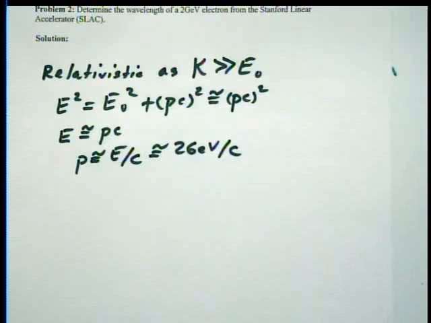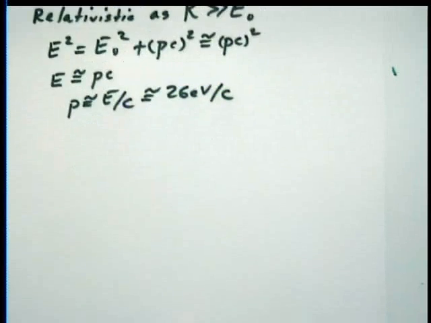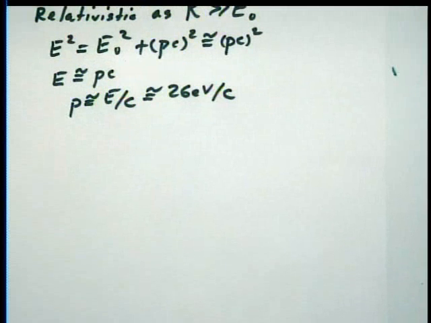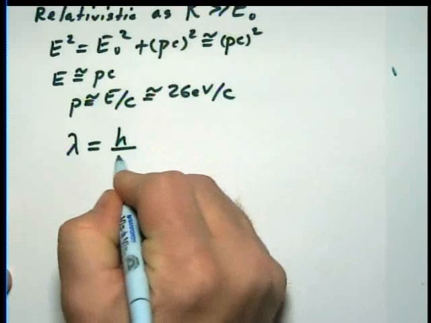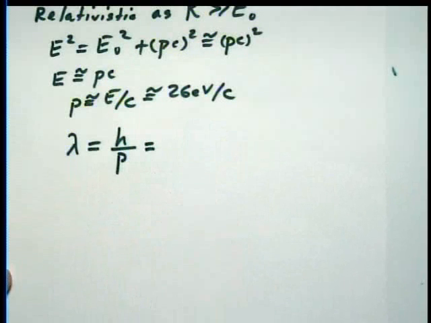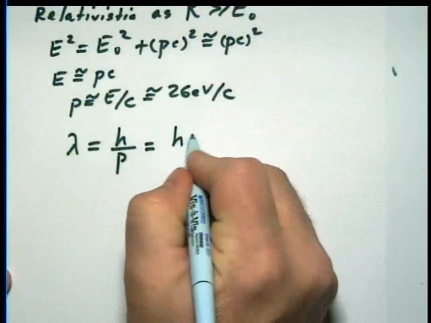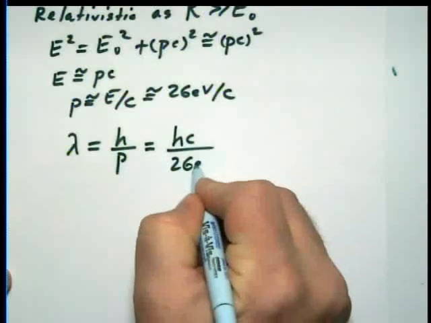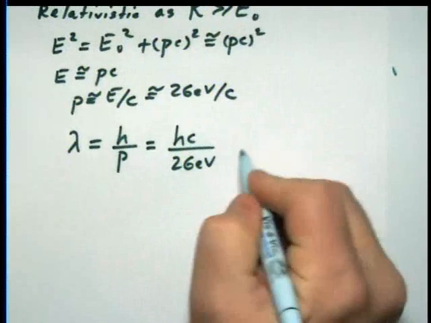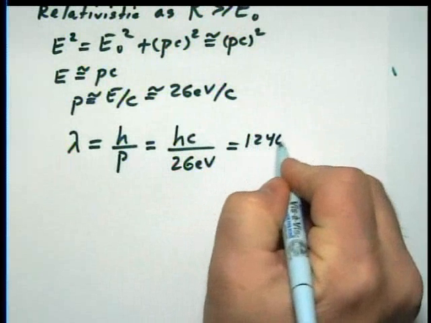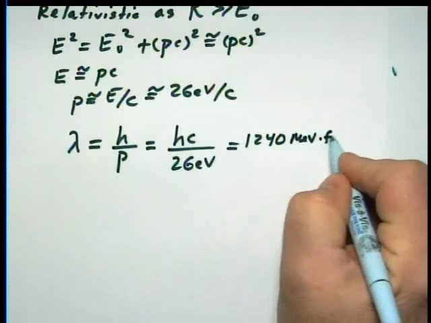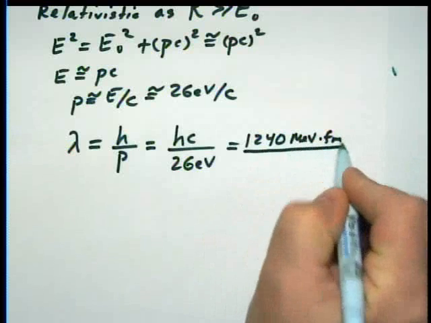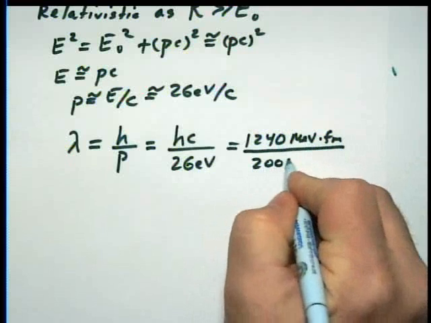That was nice. Didn't have to punch in anything about the electron anywhere in the calculation. Now to calculate lambda. Well, lambda is equal to h over p. Well, okay, that's going to be hc over 2 GeV, or 1240 MeV Fermis over 2,000 MeV.